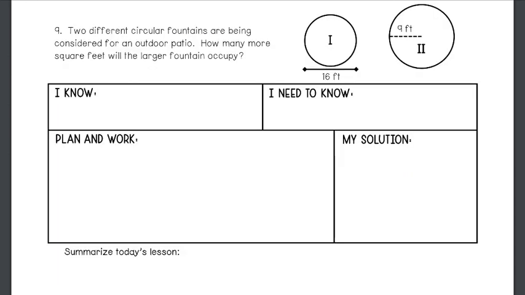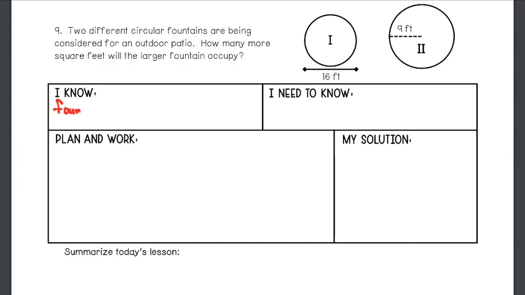Okay, this one takes a little bit of understanding of what's going on. So the very first thing is, it says there's 2 fountains. They have different designs there. One's bigger than the other, and we want to find out a couple of things. The very first thing, or in the answer, is how many more square feet will the larger fountain occupy?